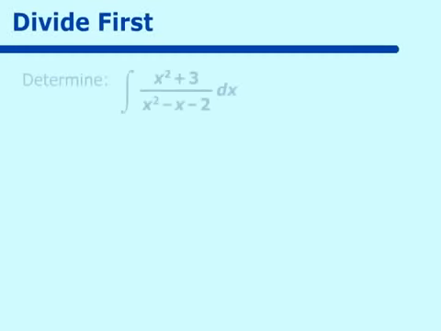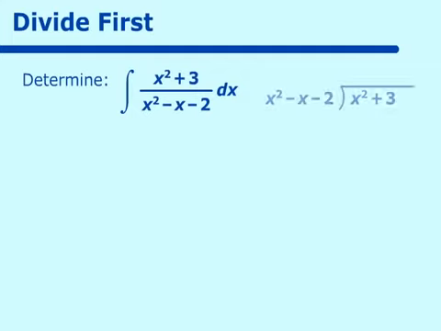In this particular problem, we have to divide first. So let's do that. And this has to be a long division. x squared minus x minus 2 divided into x squared plus 3. x squared goes into x squared one time. If you haven't practiced long division in a long time, try it.